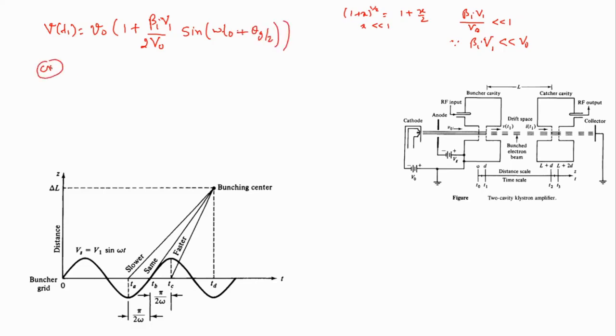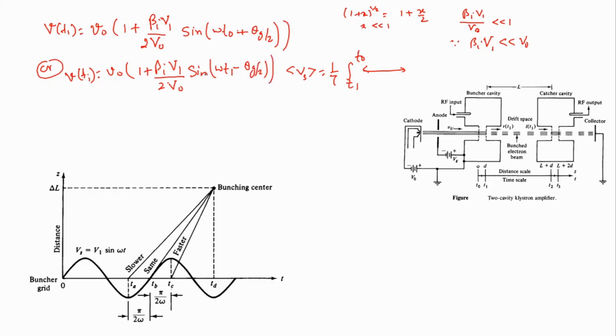Or it can also be written in terms of T1. If we take this integration in terms of 1 by tau and T1 to T0, it will be in the form of V of T1 is equal to V0 into 1 plus beta V1 divided by 2 V0 into sine omega T1 minus theta g by 2. So both are valid, and both are equations for the velocity at time T1, that is the modulated velocity. So now we will proceed with the bunching process, how the bunching process takes place.